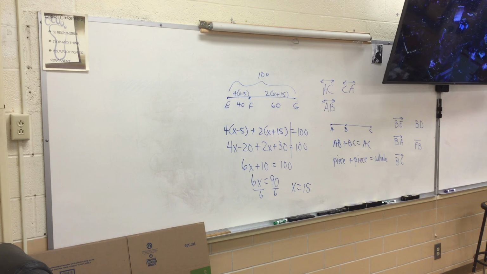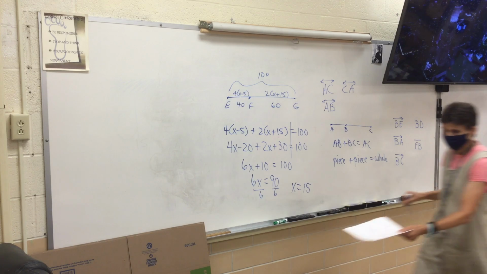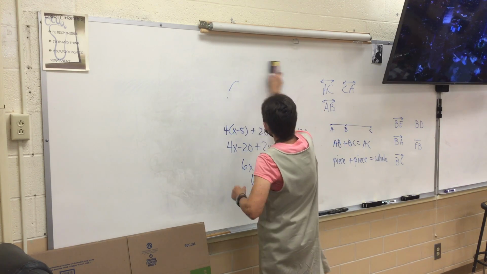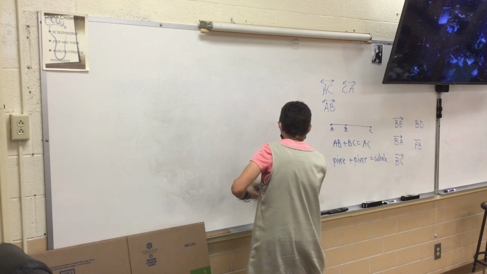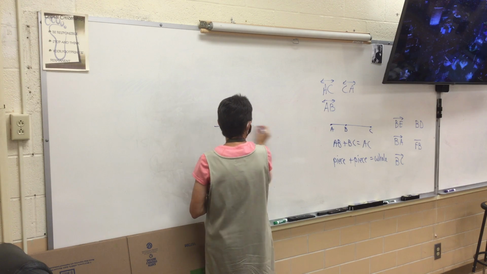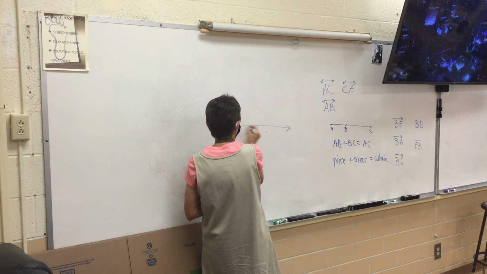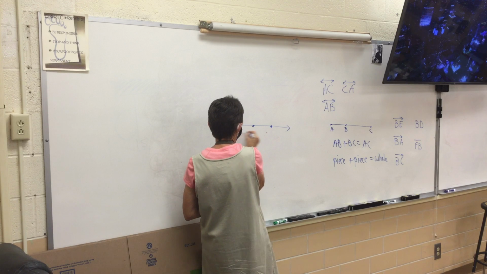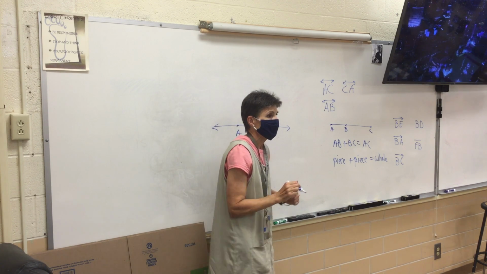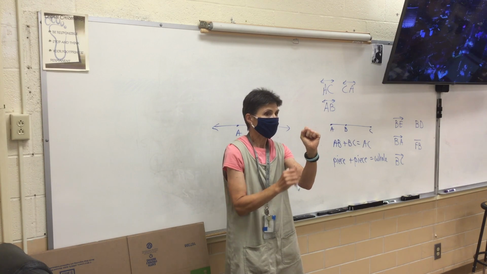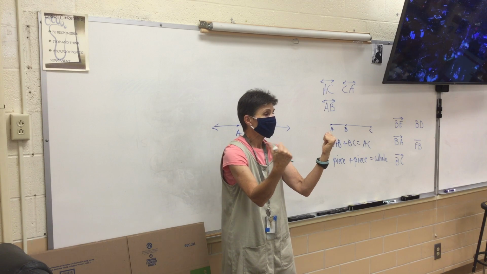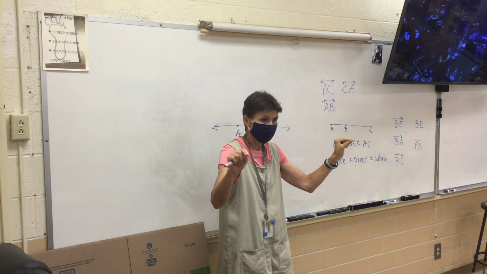B, name two opposite rays. I don't think I did a very good job of explaining this because there's some confusion, so let me try again. An opposite ray, kids. So here's one. Opposite rays start at the same point, and one goes this way and one goes that way. So when you put them together, you get the whole line.